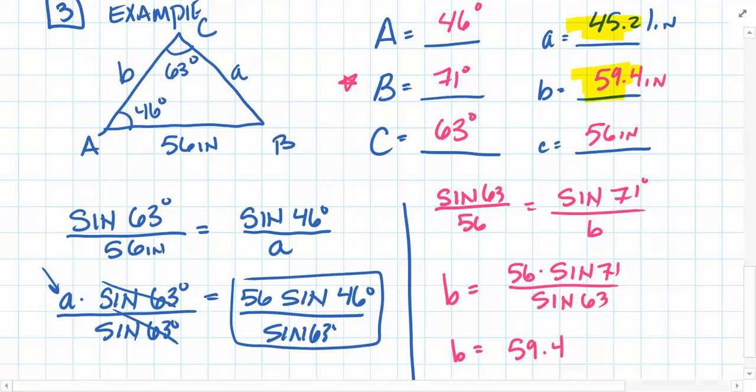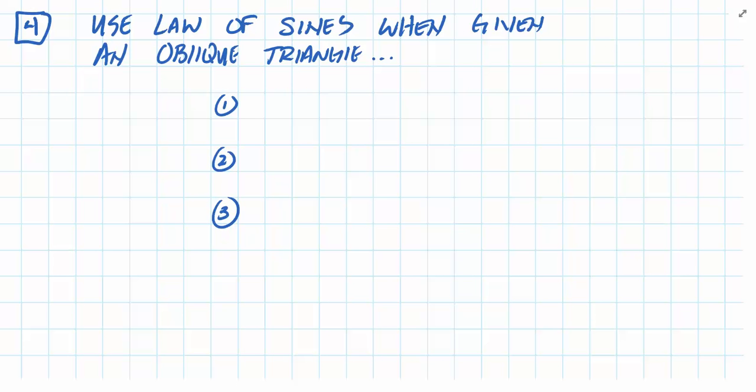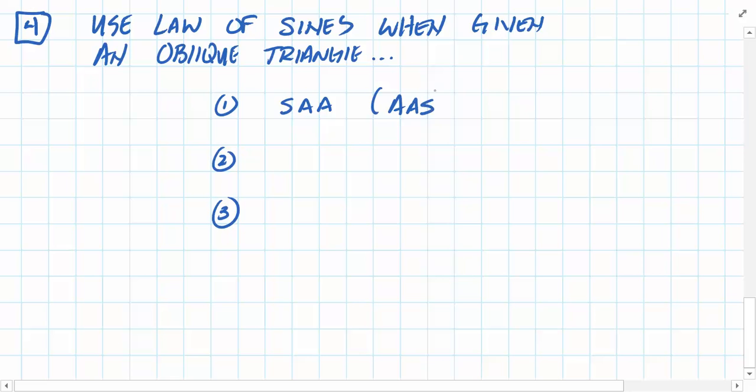59.4 inches right there. So there are three cases in which using the law of sines to solve an oblique triangle is appropriate. There's three cases for them, right? The first one is side, angle, angle, or some people like to call that angle, angle, side. So remember back in geometry when you were actually using these triangle congruences to show that two triangles were indeed congruent? One of them was angle, angle, side.